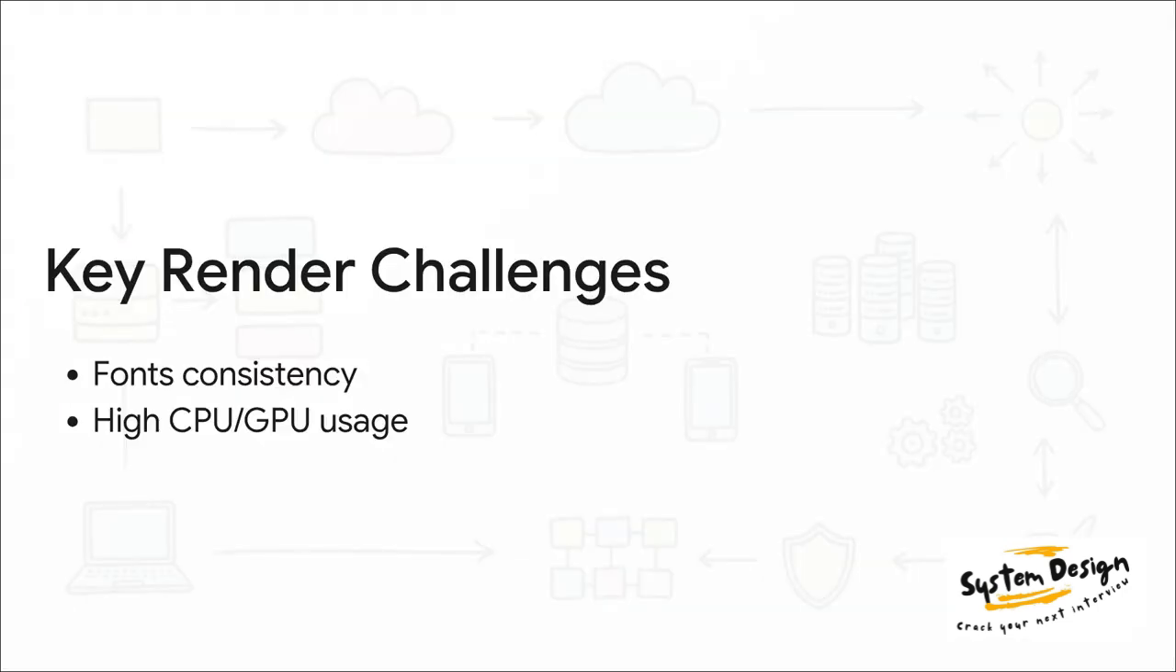But this process has its own headaches, for sure. Two of the biggest challenges the engineers have to deal with are, one, font consistency, making sure the letter A you see on your screen is the exact same A that gets rendered on the server. That's way harder than it sounds. And two, performance. They have to manage these massive, unpredictable spikes in server usage when, say, millions of people all decide to export their high-res videos at the same time.